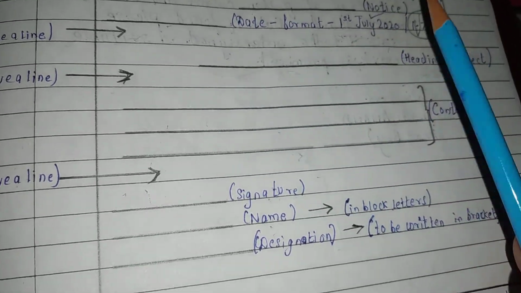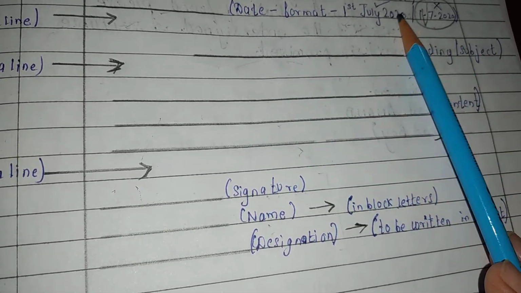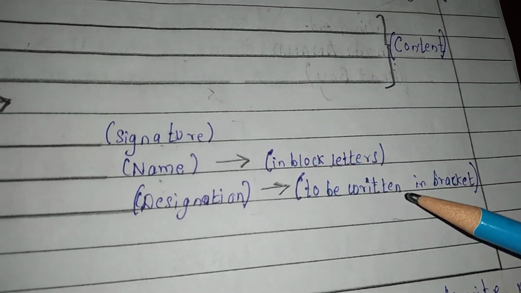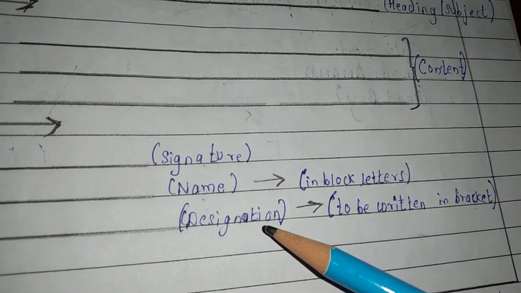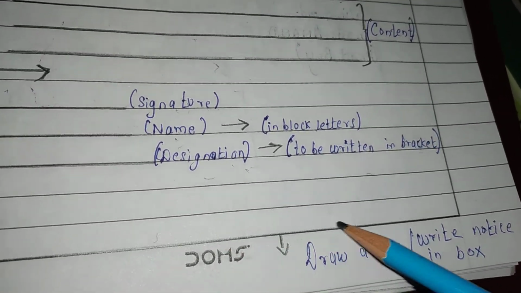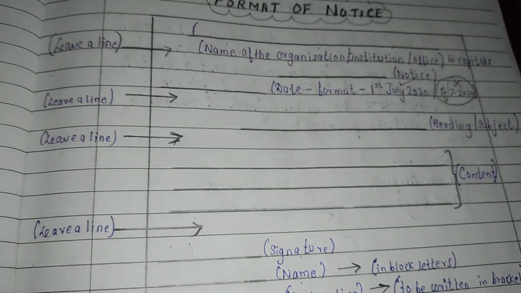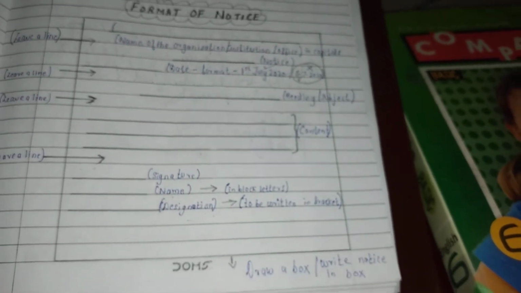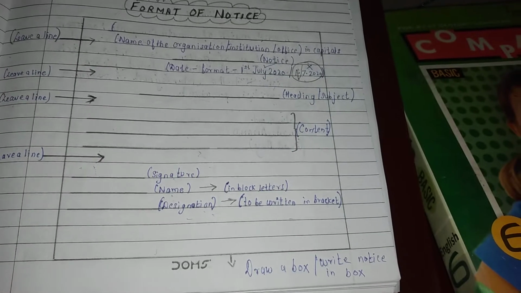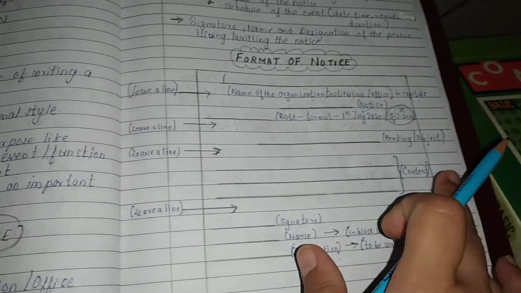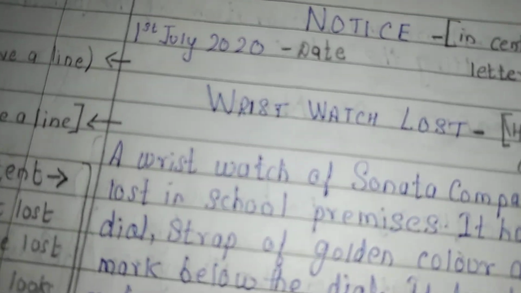Theek hai, I'm going to explain a solved sample also. Theek hai, and then you have to write the designation. That designation always will be in brackets. Okay, and of course then draw the box. You can see the whole format. Let me show you in whole. So as you can see, the whole format is in the box. Okay, now let's go over to a solved example one.